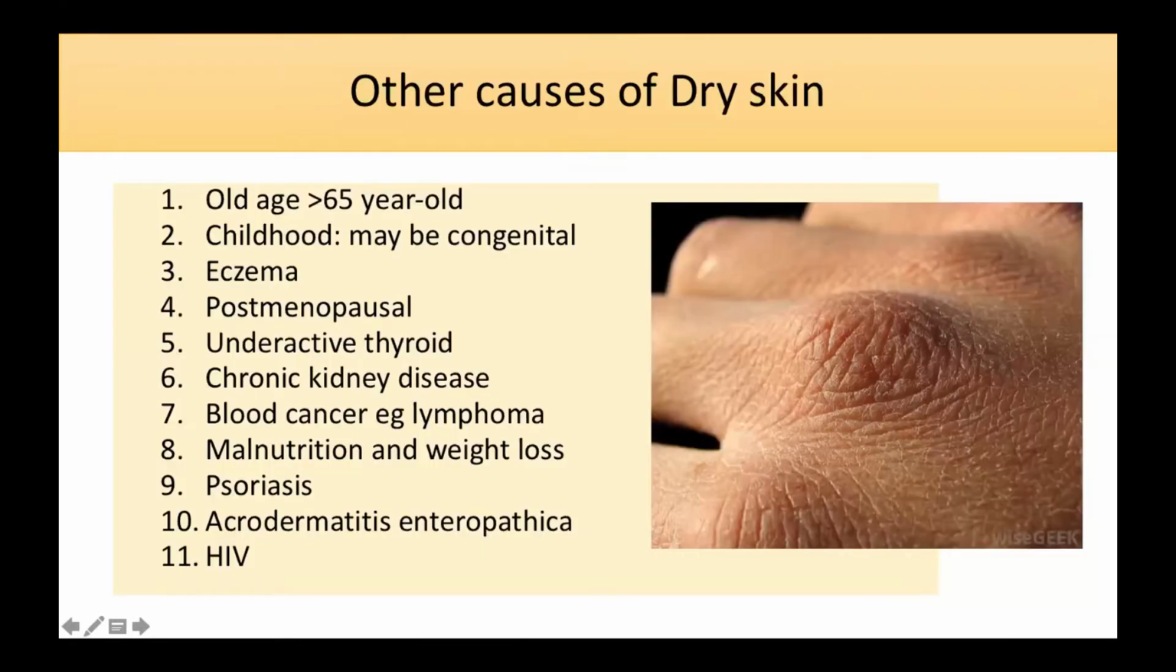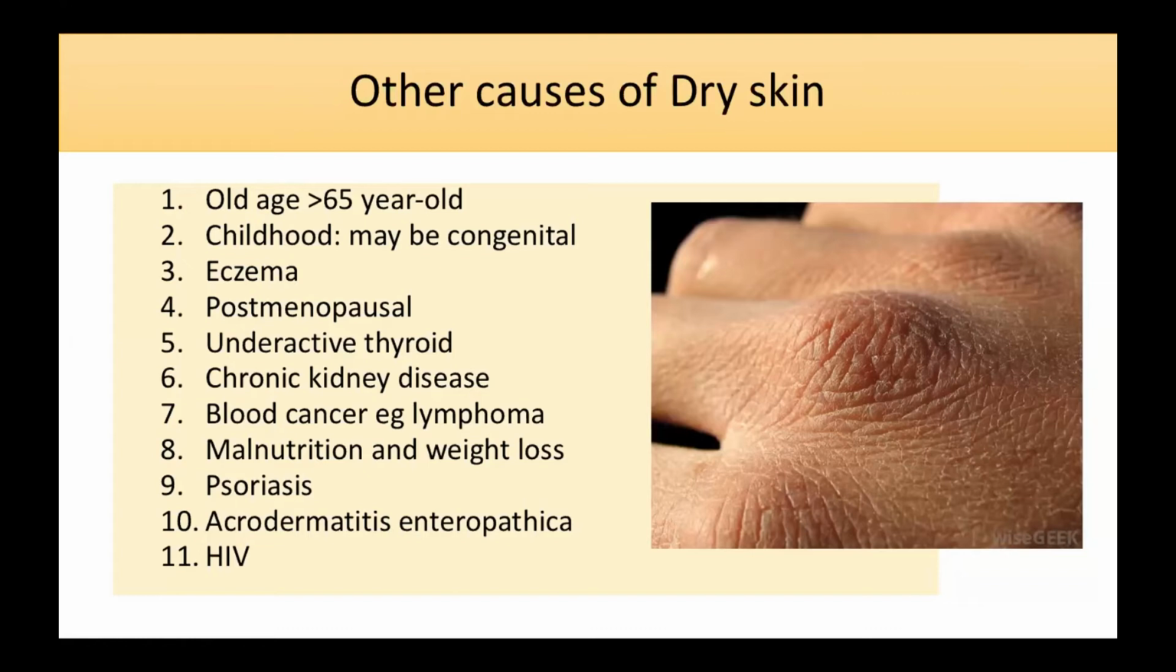All right, so what are the causes of dry skin other than diabetes that we mentioned? Old age is another cause of dry skin when you're more than 65 years old. And if dry skin occurs when you are a kid, when you are young, of course, it can be congenital, it can be related to genetics. And of course, eczema. Eczema is a very common group, but it is not as simple, it's very complicated. It can be complicated by infection as well.